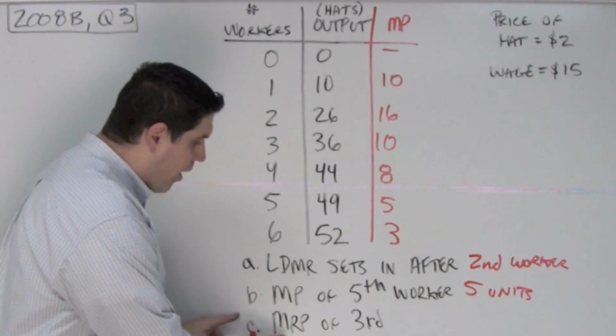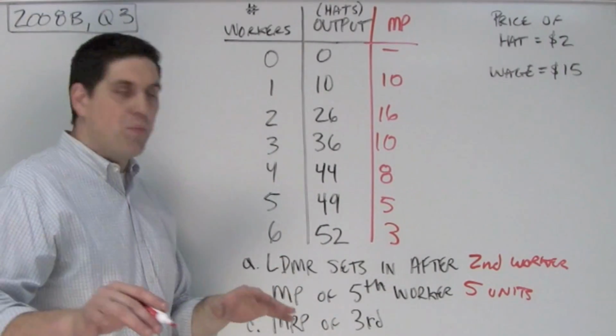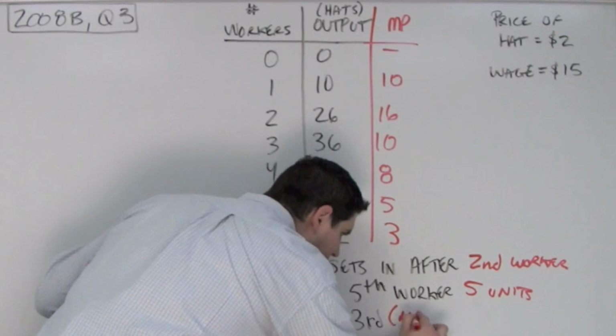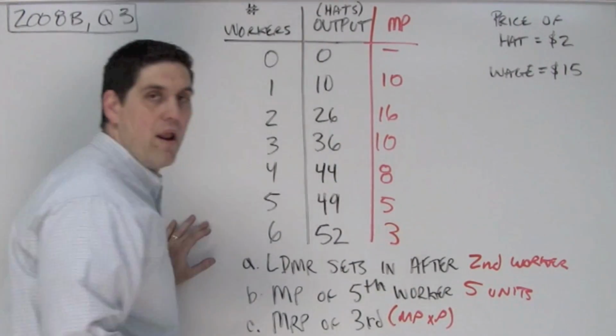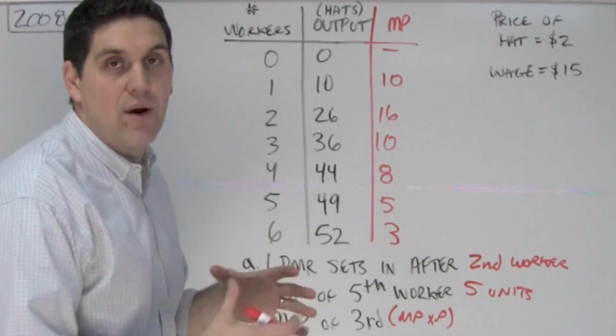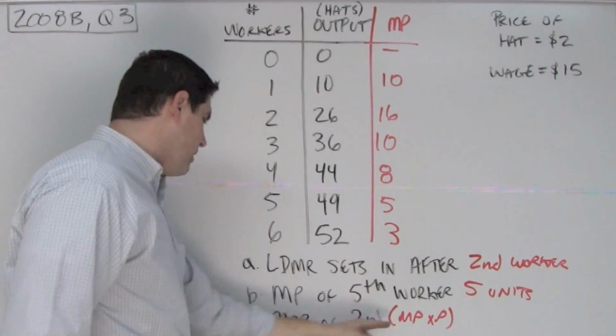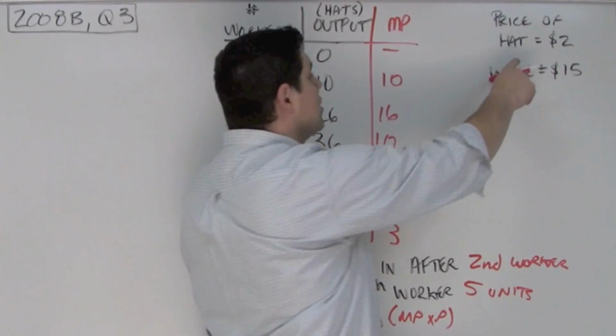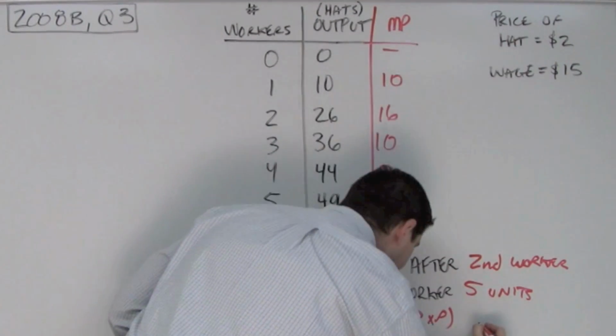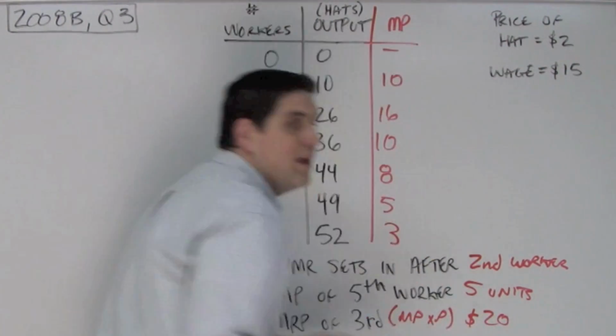The marginal revenue product of the third worker, well, marginal revenue product is the marginal product, or the productivity of the worker, times the price of that product. That'll give you how much that worker generated for the company. Well, the marginal product of the third worker is 10, and the price, it told you in the question, is 2, and so the marginal revenue product of this worker is $20.